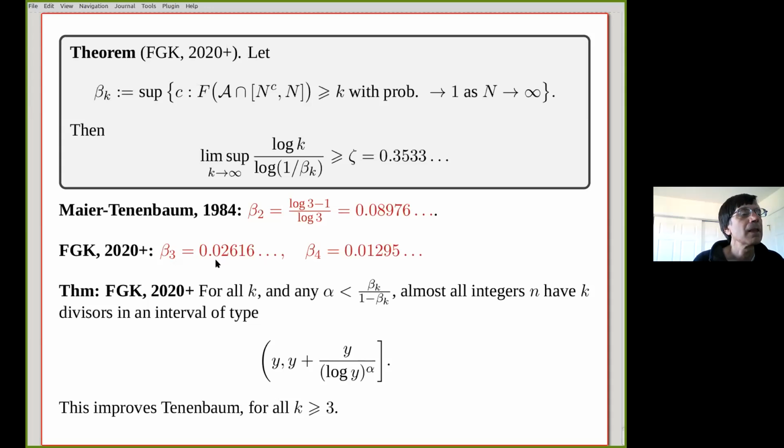And in future work, it's not really in the paper we have on the archive, but in future work, we've determined the exact values of beta 3 or better than corresponding values of Maier and Tenenbaum. And for this problem, we've then improved on Tenenbaum for every k greater than or equal to 3, right? So the value of beta 2 has been known for quite some time. These two, in fact, have exact expressions, but I don't expect the larger ones to have exact, nice expressions involving logarithms and so on.